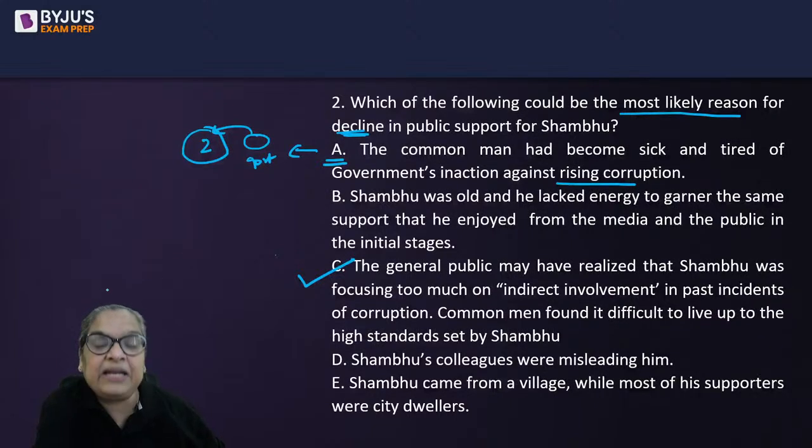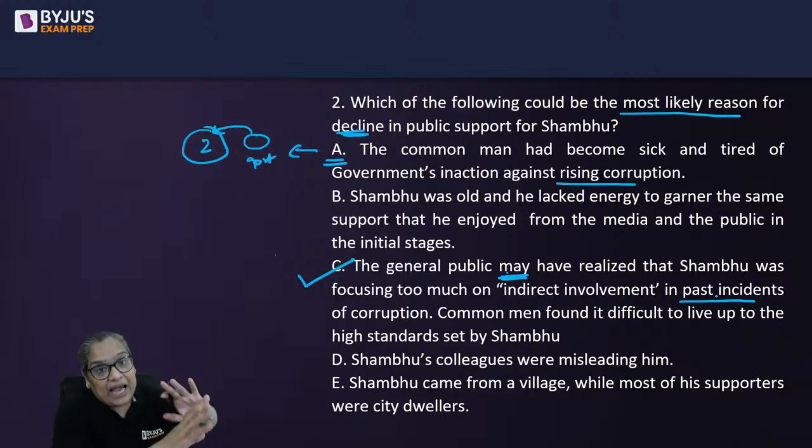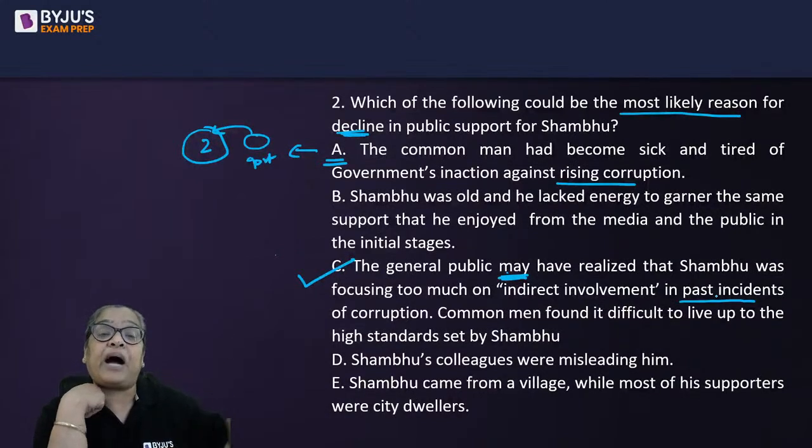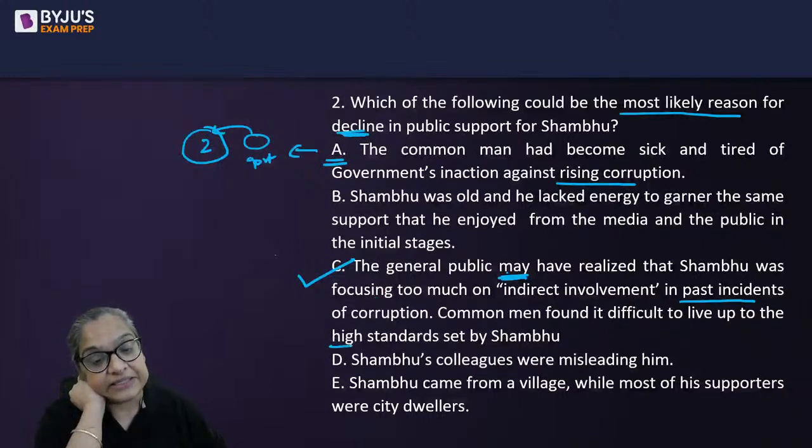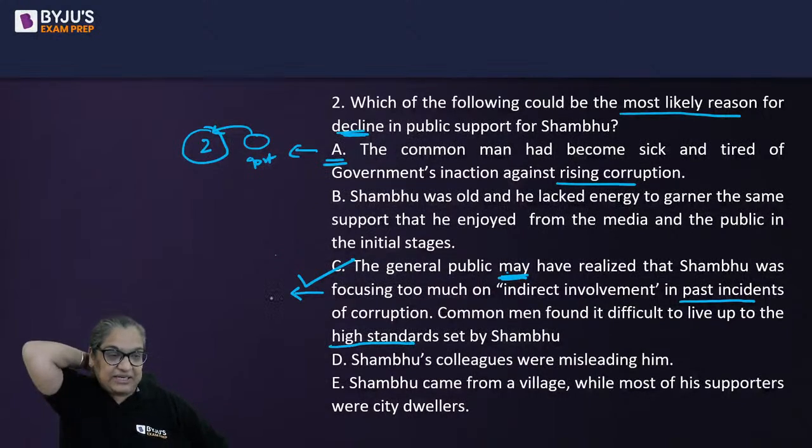Okay. C is the right answer because he has set such a high standard. Nobody with any record. Now, if this is correct, look at the language, people may have realized that Sambhu was focusing too much on indirect involvement in past incidents. Even if you're indirectly involved in some past incident of corruption, if he is against you, the high standards set by you would make it impractical. So probably that is the reason people said, no, this guy is a little too much. Nothing's going to come out of this.